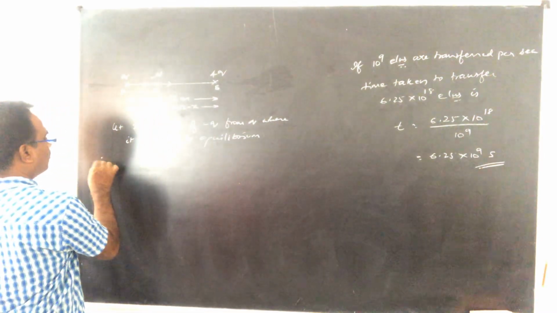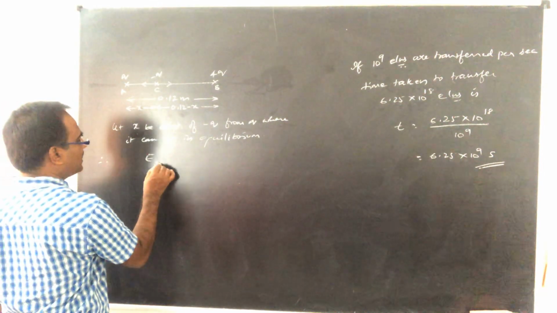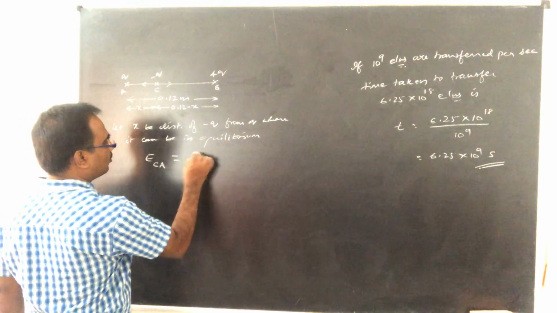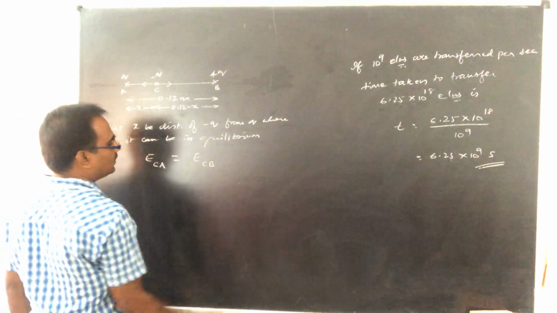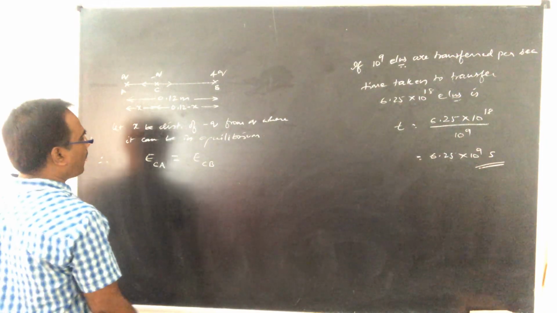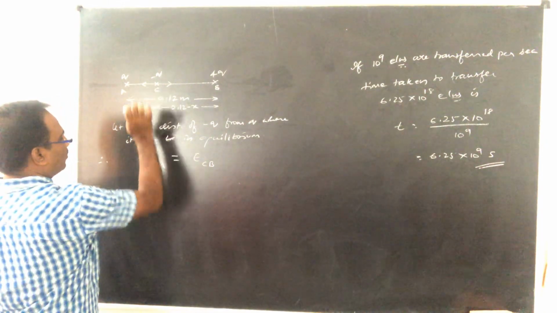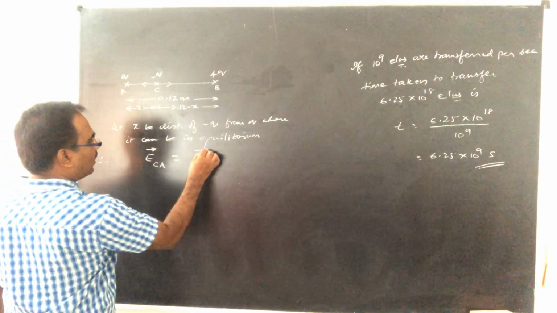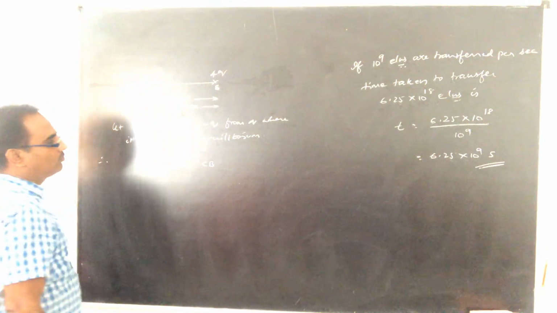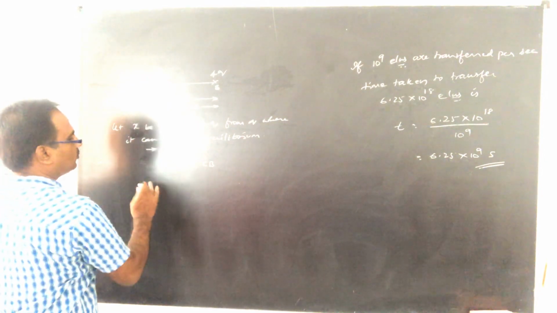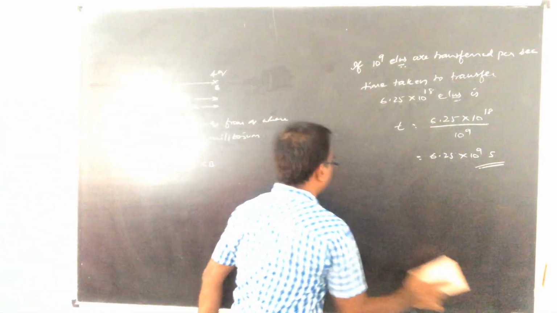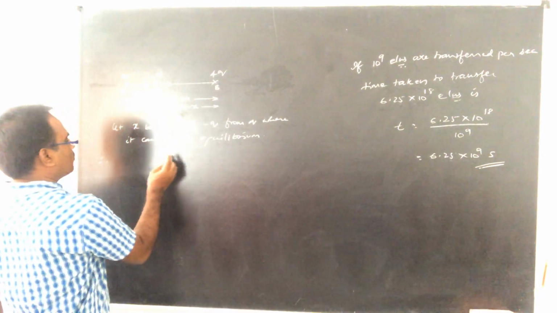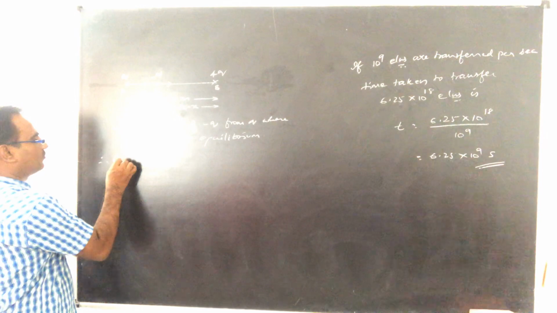Therefore, the force on the charge at C due to the charge at A should be equal to the force on the charge at C due to the charge at B. So this magnitude should be equal and the direction should be opposite. Sorry, force, not field. So for equilibrium, this is the condition.